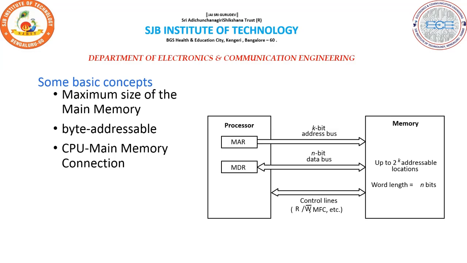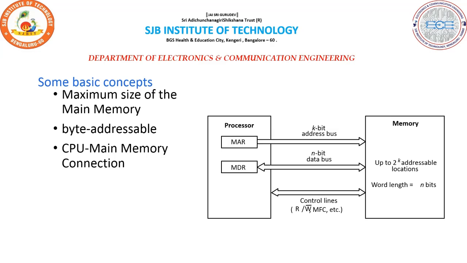The last signal you are able to see is the control signal. The bus also includes the control lines, read or write, and the memory function completed signal, that is MFC, for coordinating the data transfer. Other control lines may be added to indicate the number of bytes to be transferred. So the connection between the processor and the memory is as shown in the figure.